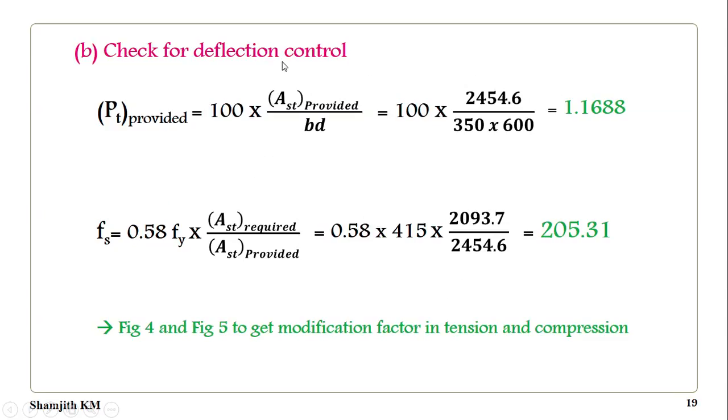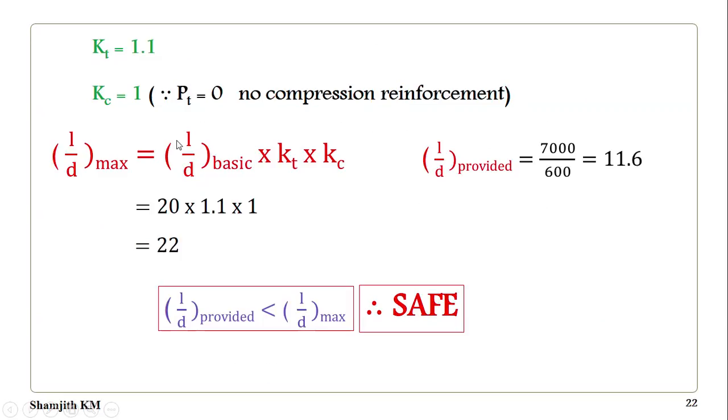To check the deflection control is our aim, so we will be checking this data. L by d provided should be less than L by d maximum. So firstly we will calculate L by d maximum. This L by d basic can be seen from the IS code. That is, it is 20 for simply supported, 7 for cantilever, 26 for continuous beams. Here it is a simply supported beam, so L by d basic will be 20. We have found Kt and Kc, substitute those values, and we will be getting 22.